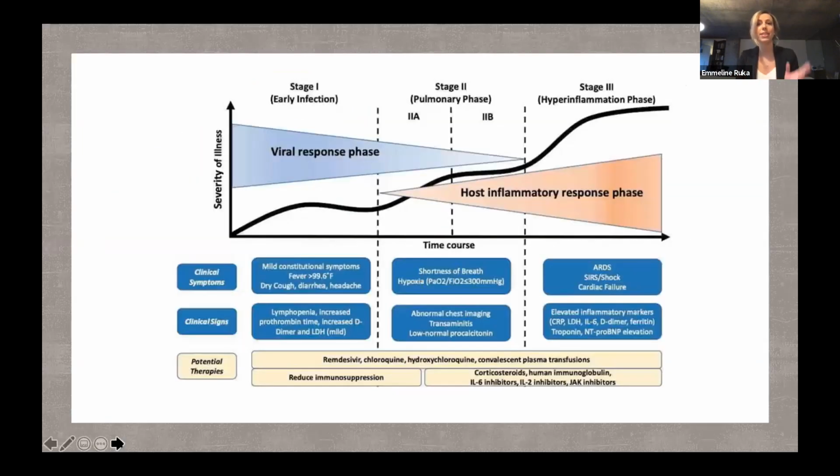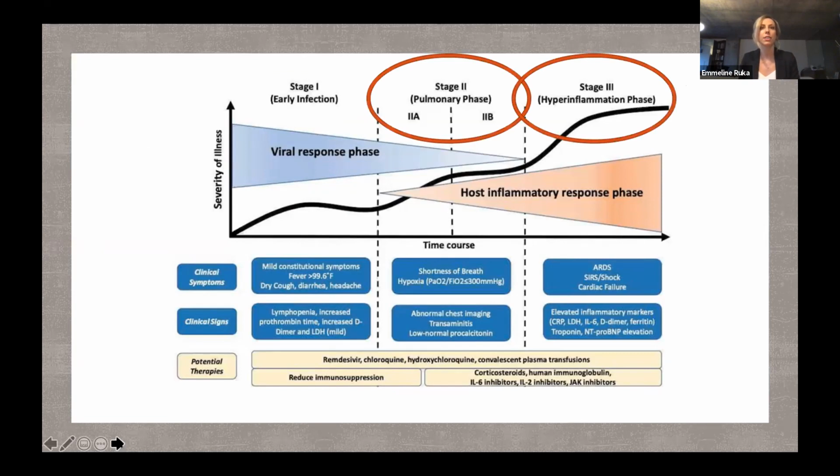What happens is that when you enter stage 2 and stage 3, you need to understand that this is a spectrum. Not everyone will pass from stage 2 to stage 3, obviously. But when you are in these stages, the problem is not really the viral replication, because the viral load will actually go lower in these stages. It's really the immune reaction and the inflammatory reaction of your body that will make you sick.